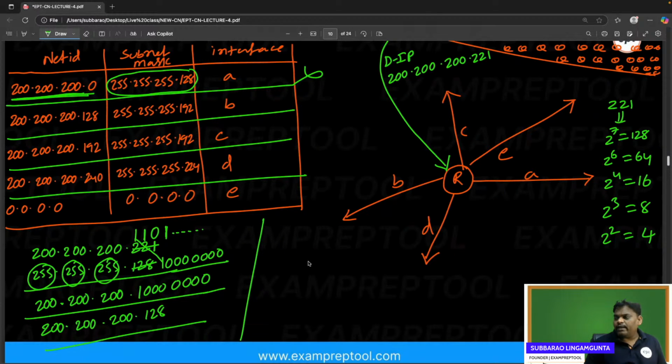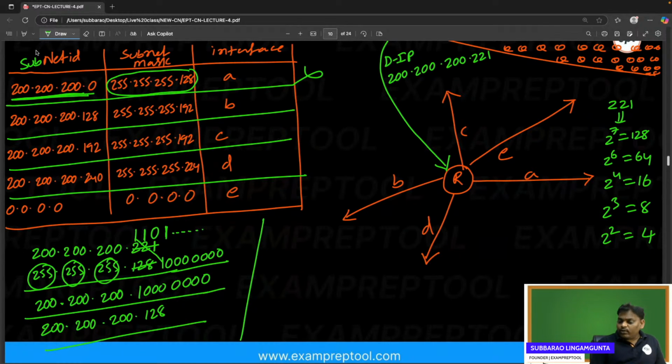You know very well, IP and subnet mask AND operation will give the subnet ID or net ID. If you want, you can write subnet ID here. There is no problem. So after doing the AND operation, you will get the subnet ID. Is that subnet ID matching? No, not matching. Not matching means interface A, you cannot go. Interface A, your packet cannot go.